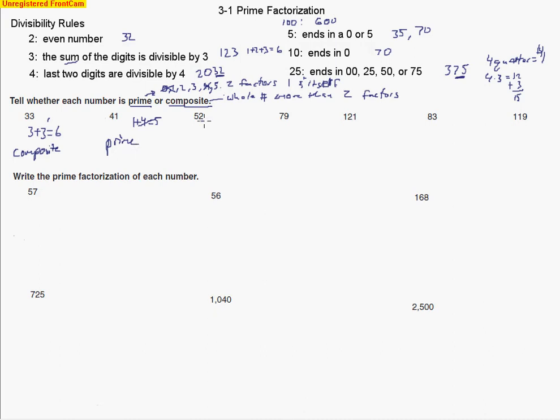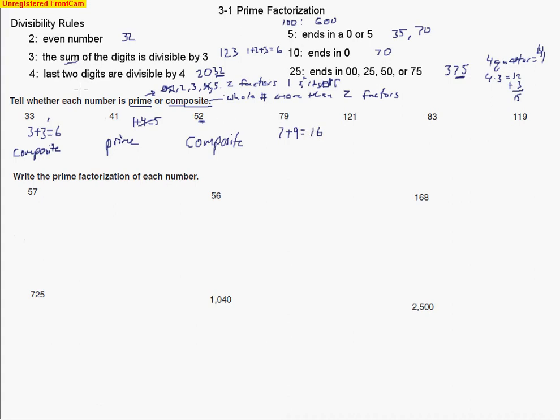52, this is an even number right here, so I know this is composite. And this one's an odd number, but let's check that rule for 3. So if I add the digits, 7 and 9, those add to make 16. So no, 3 is not going to go into that.